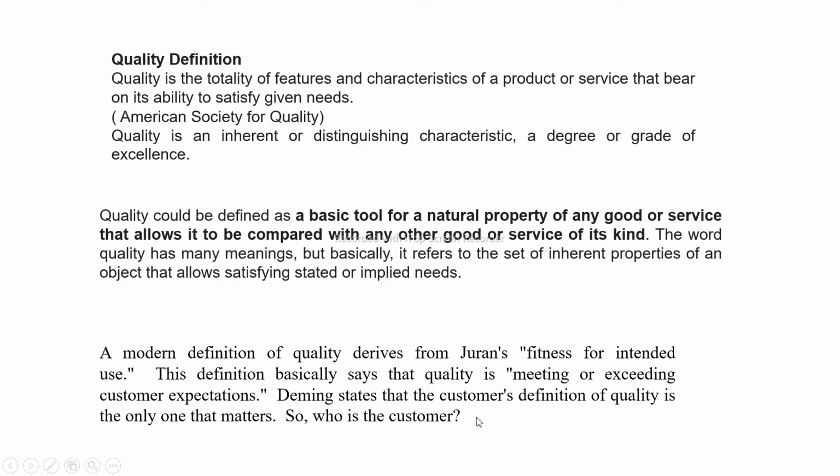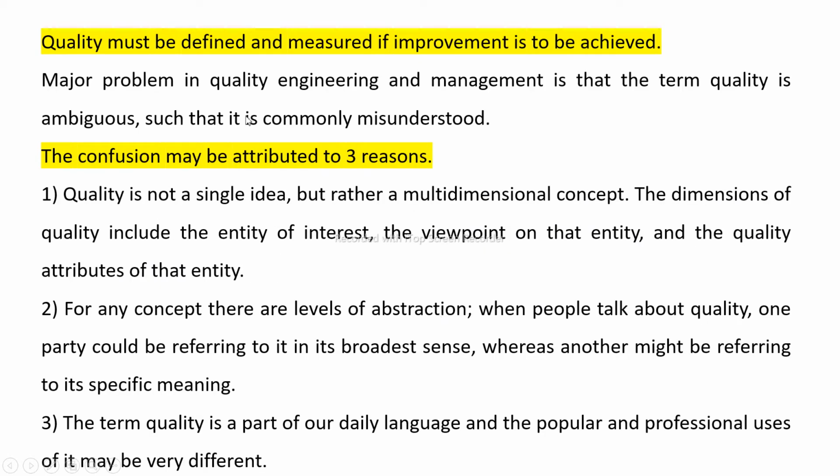So these were all general definitions of quality. Next, we will move to the technical definition of quality related to software engineering. Quality must be defined and measured if improvement is to be achieved. If you want improvement, you must first define what quality is and we must measure it. The major problem, see, this is a practical problem: when we talk about quality, how are we going to measure it?